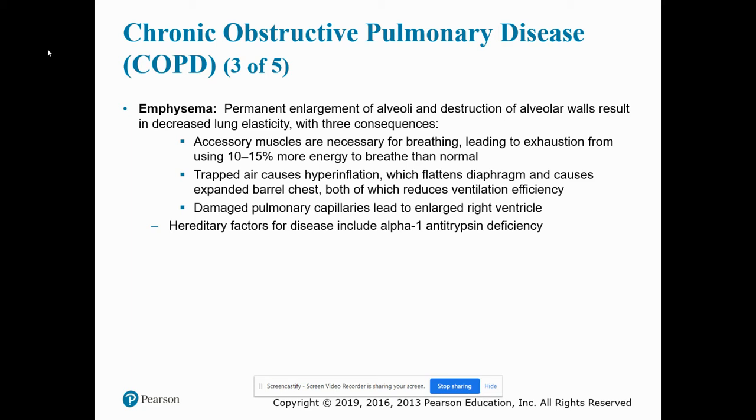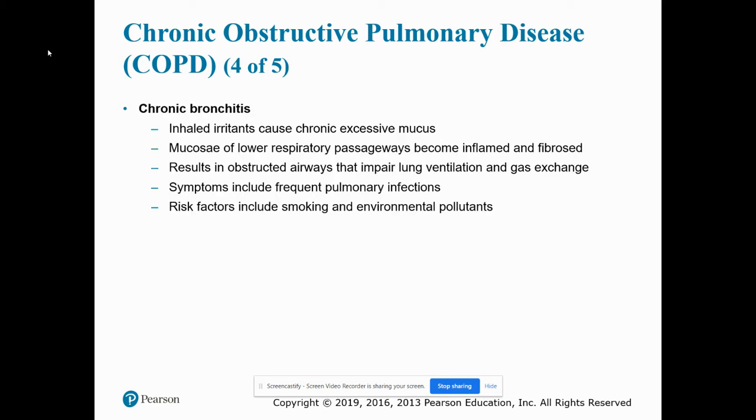The second consequence is that trapped air causes hyperinflation, which is going to flatten out the diaphragm and cause the person to have an expanded barrel chest. Both of these things are going to reduce ventilation efficiency. The third consequence is damaged pulmonary capillaries are going to lead to an enlarged right ventricle. One of the hereditary factors for the disease include alpha-1 antitrypsin deficiency.